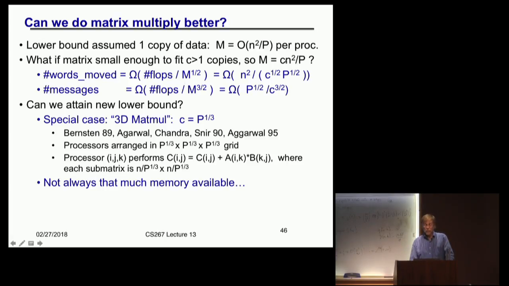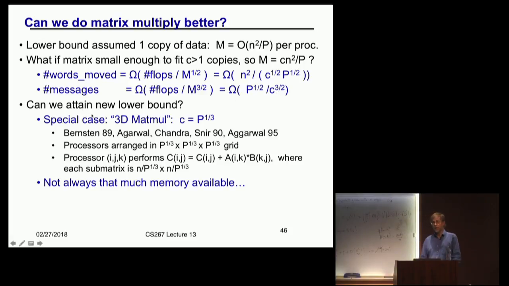And so I'm just going to plug in, so instead of M equals n squared over p in the denominator, I'll just plug in a factor of C, and I can tell that the number of words moved is going to go down by a factor of, that square root turns into a square root of the number of copies. So I can reduce the bandwidth cost that way. And that 3/2 turns into the number of copies of the data to the 3/2. So for example, suppose I had enough memory to have 4 copies of the data. I could cut the communication cost in half and the latency cost by a factor of 8. And we can actually get very large speedups by doing that.